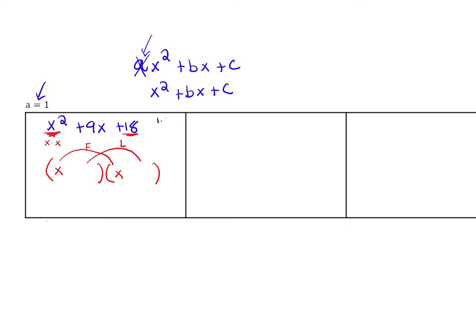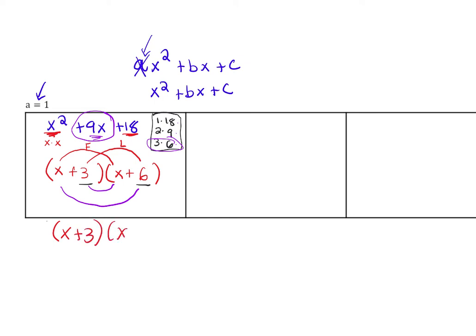So what are factors of 18? 1 times 18, 2 times 9, 3 times 6. So I need one of these sets to go here and here. And the key is that my outside plus my inside have to give me the middle term. So which one of these adds up to 9? 3 and 6. So plus 3, plus 6. It's a little messy, so I'm just going to write x plus 3 times x plus 6. Factors of 18 that add up to 9.